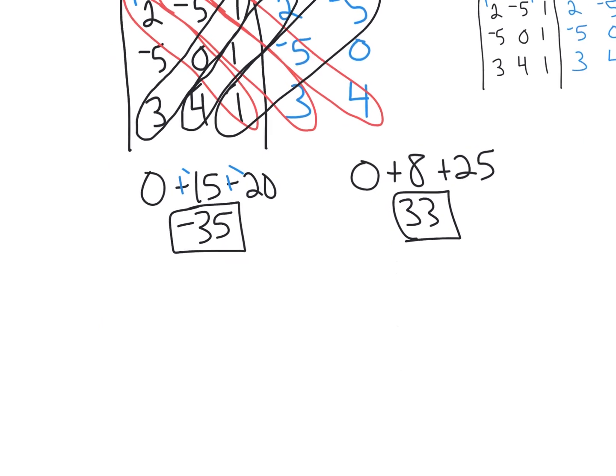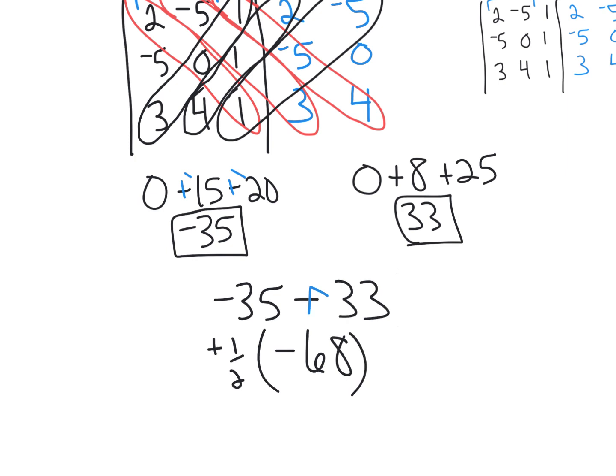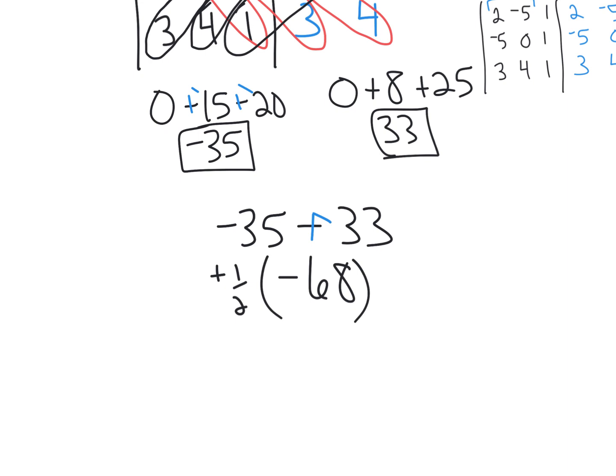And then at that point, what we do is we subtract these. We take the first one minus the second one. So negative 35 minus 33 is going to be negative 68. And then in the front of this, if you remember, we had plus or minus 1/2. And we just need to make sure we get a positive answer for our area. So half of 68 would be 34. And then basically we're just going to ignore the sign.